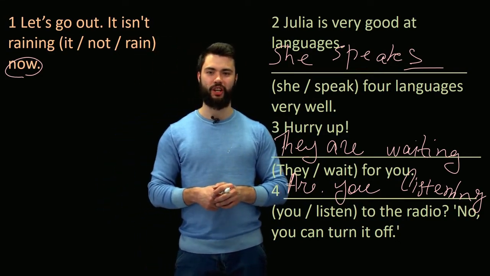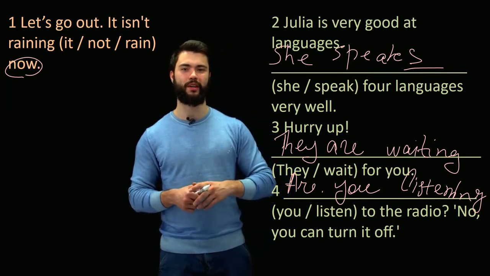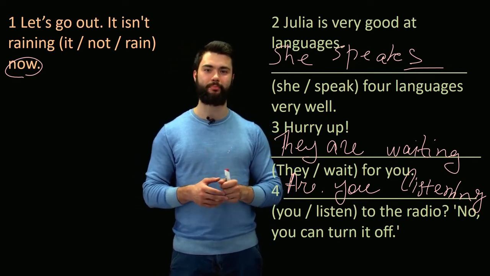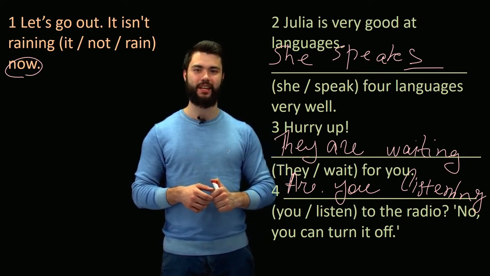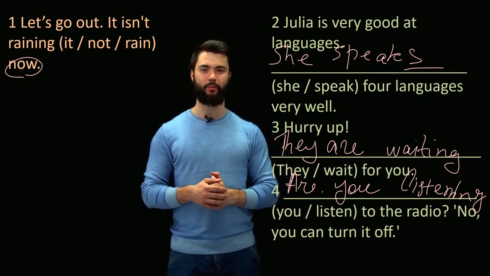So, in a nutshell, we use the present simple tense when the action is regular or repeated, and on the contrary, we use the present continuous tense when the action is happening at the moment of speech.